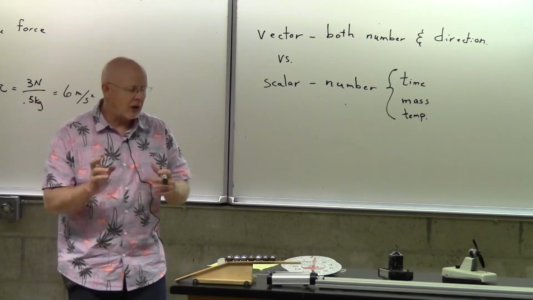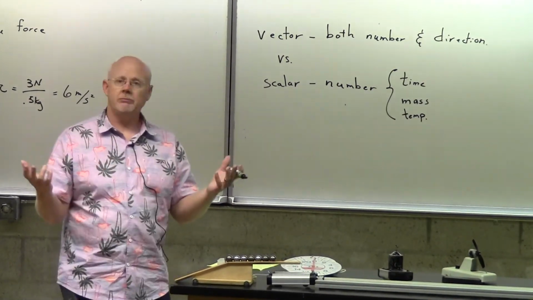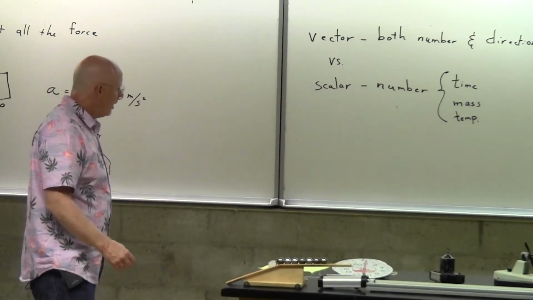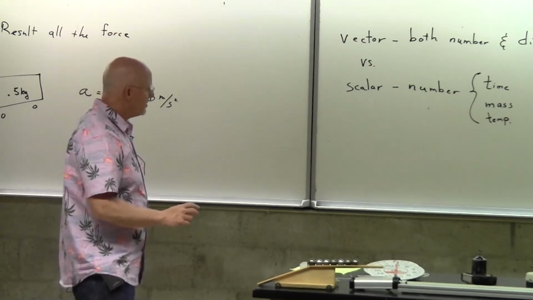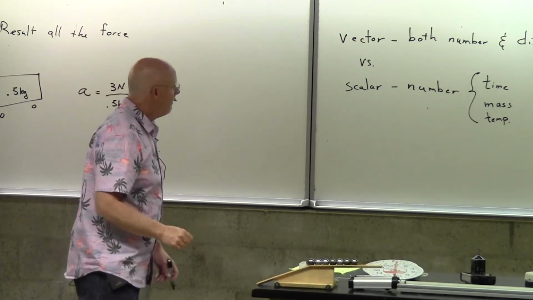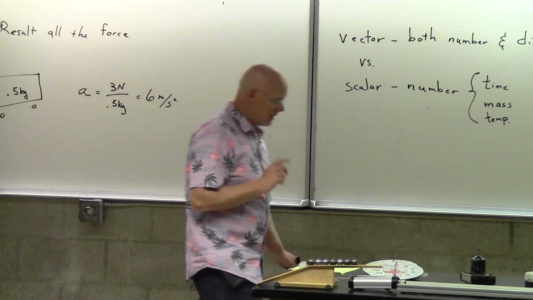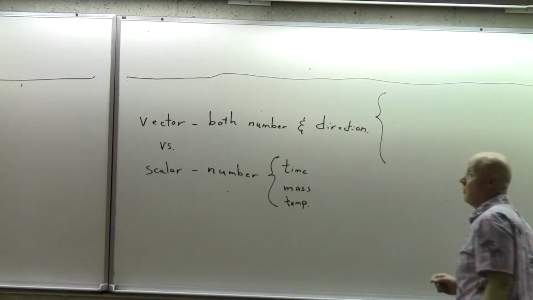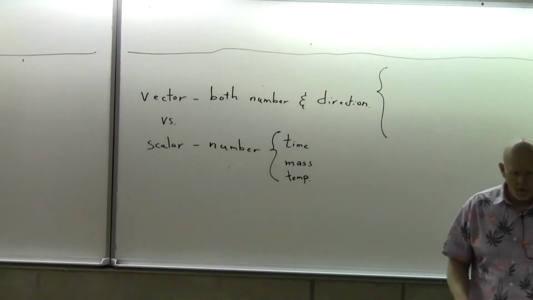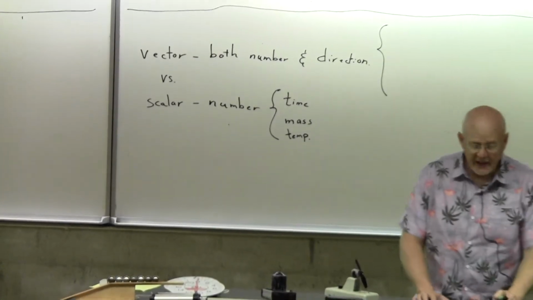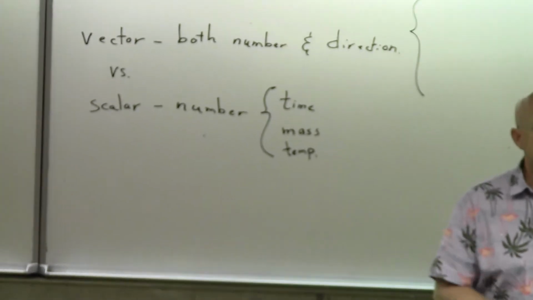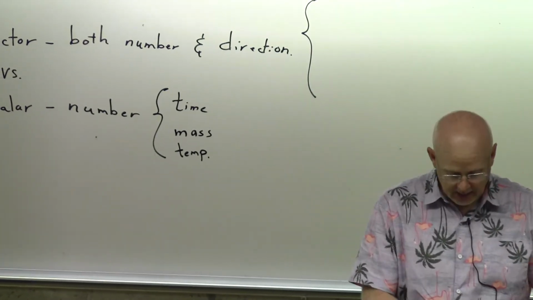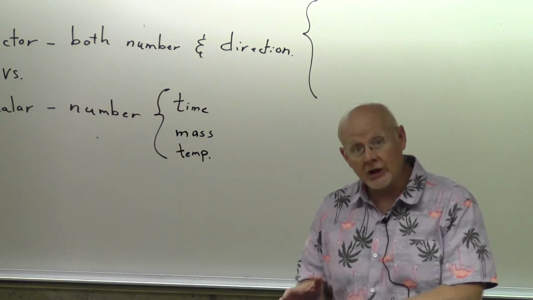And these numbers are the stuff that you've been doing since, you know, elementary school. Just a number. Units go with those numbers, so don't get me wrong there. But they don't need a direction. But there are some other things in the physical world where you can't give a complete description if it is just a number. It has a number and a direction.